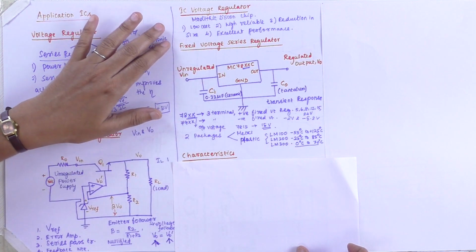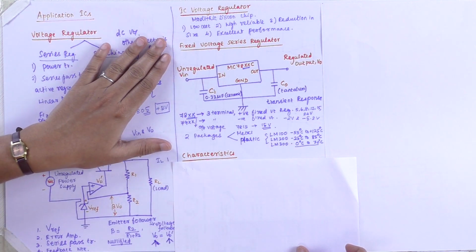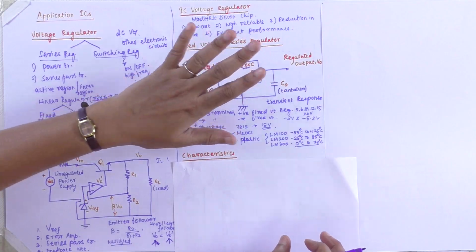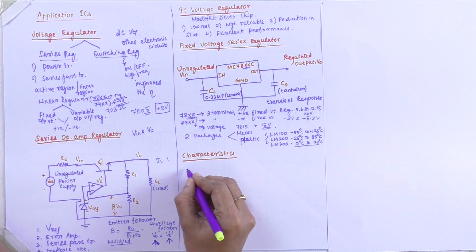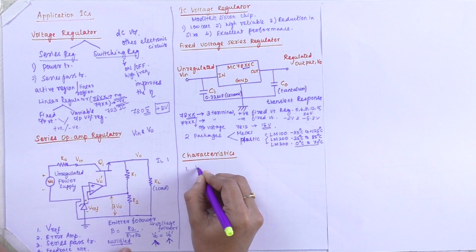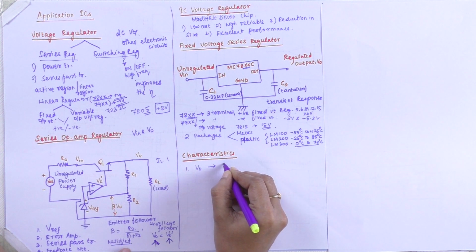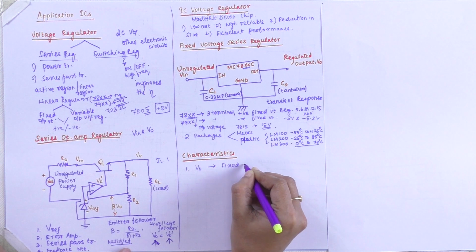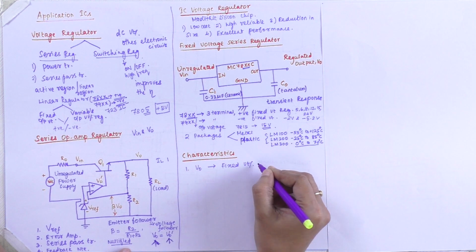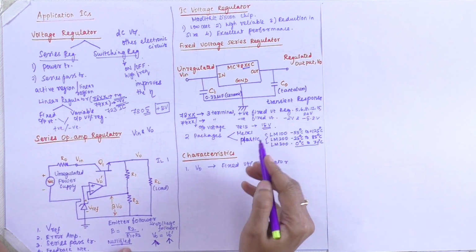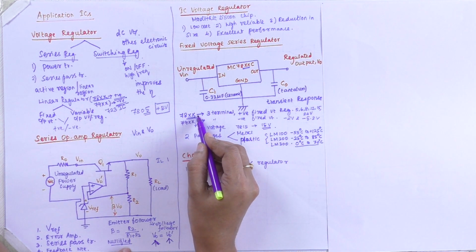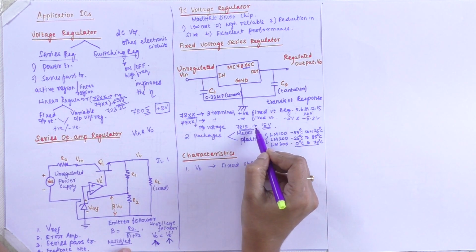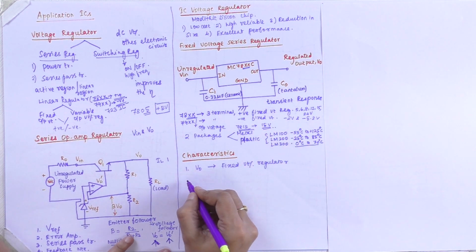Then, coming to the characteristics of the fixed voltage series regulators. As we mentioned, it's a 3-terminal device, so the characteristics are classified into 4 points. As I mentioned, the output voltage should be a fixed voltage. That's the main thing to be included in a fixed voltage regulator. As I mentioned, in 78XX, 7815 represents the 15 volt regulator.